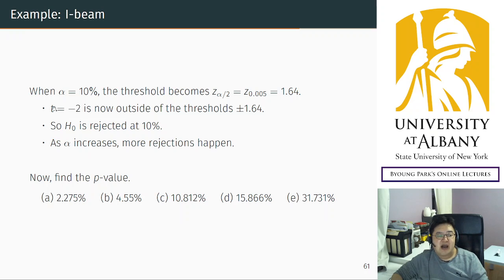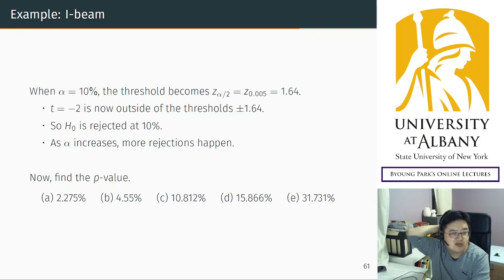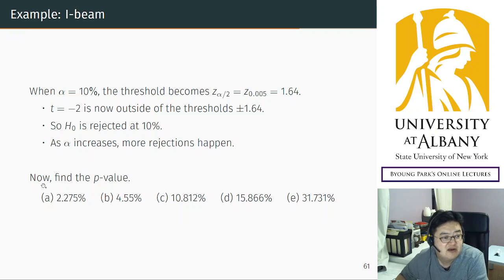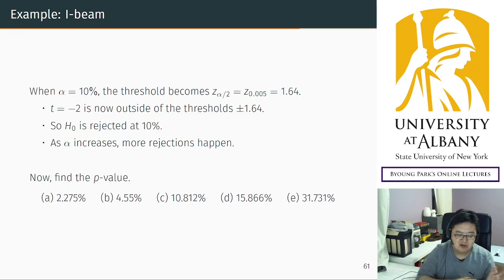So now minus 2 is greater than the threshold, 1.64. So the difference is too large. So your null hypothesis should be rejected at 10%, right? That's what happens when you increase the significance level. And then, so far, we considered the t-statistic approach, and also equivalent to the t-statistic approach is the p-value approach.